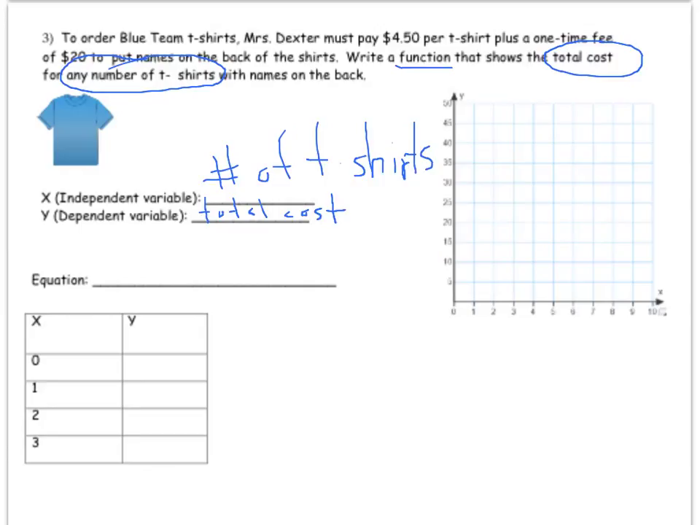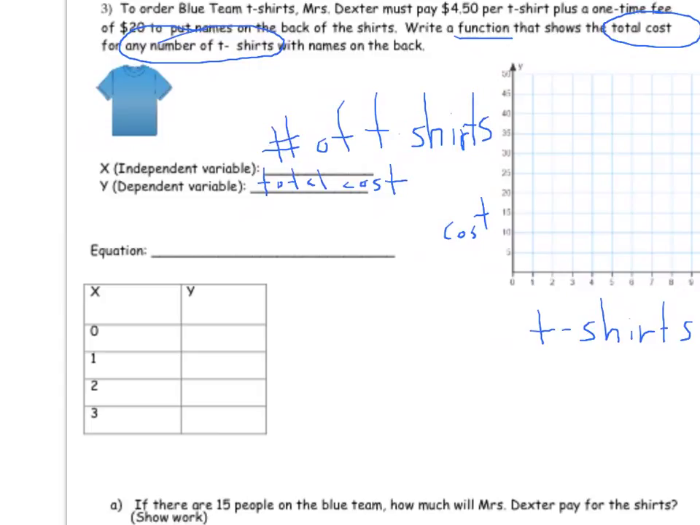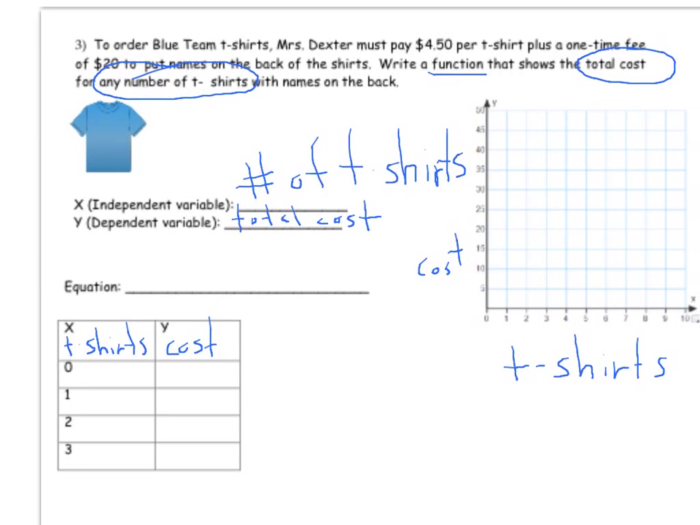So let's label our x and y axis while we're at it. X is the t-shirts and y is the cost. Okay, so we're going to fill out our table. And again, we want to make sure everything is labeled. This is t-shirts. How many t-shirts do you have? This is your cost. And let's figure out the cost if you have 0 t-shirts. If we go back and read the story, Mrs. Dexter must pay $4.50 per t-shirt plus a one-time fee of $20.